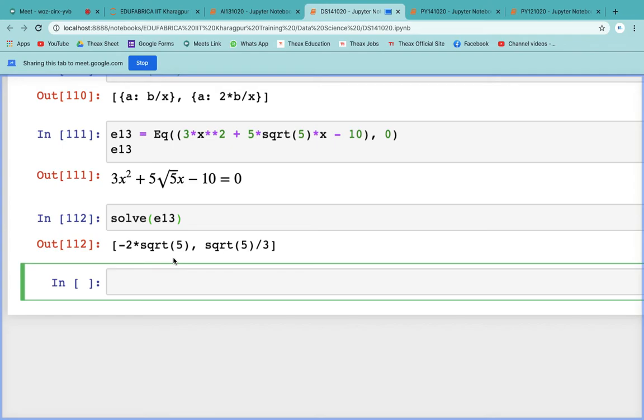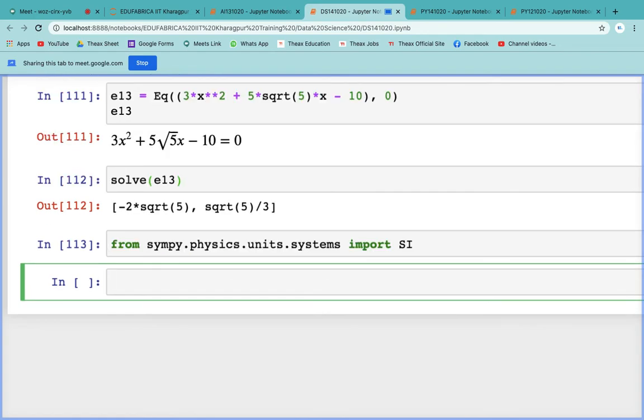Now, many a time, as I said yesterday, physics is also used here, like SI units. If I just make you see that, from SymPy, what is that? Physics, units. What are the unit systems we learned in class 11, in the first chapter? Anyone remember SI units? Meter, kilogram, seconds.